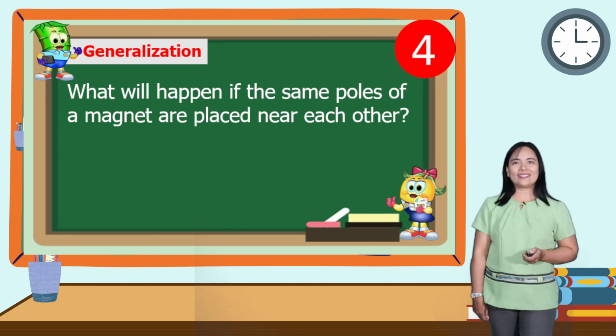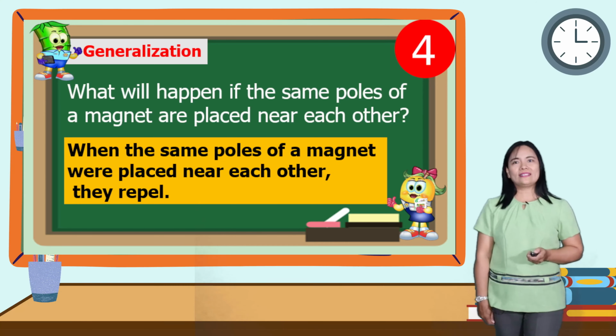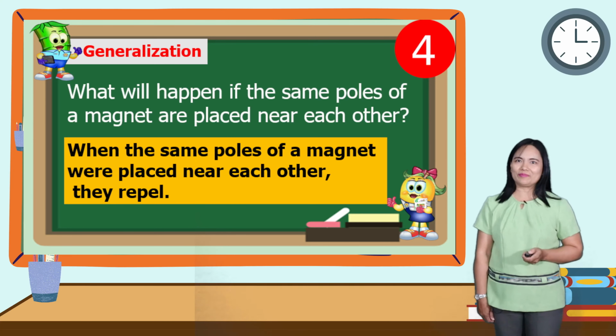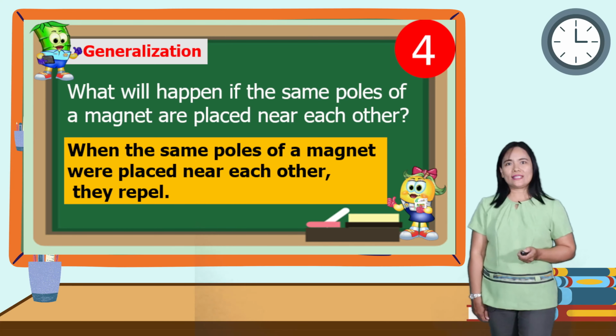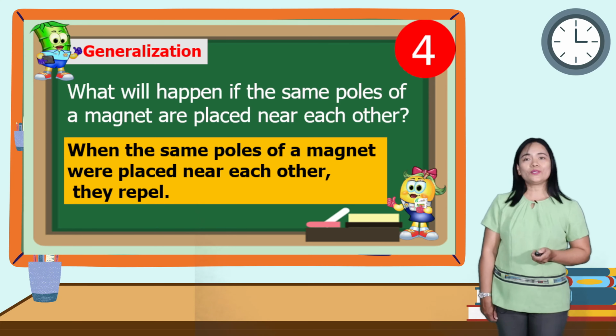What will happen if the same poles of a magnet are placed near each other? What's your answer? Okay, let us see if your answers are correct. When the same poles of a magnet are placed near each other, they repel. I repeat, when the same poles of a magnet are placed near each other, they repel.